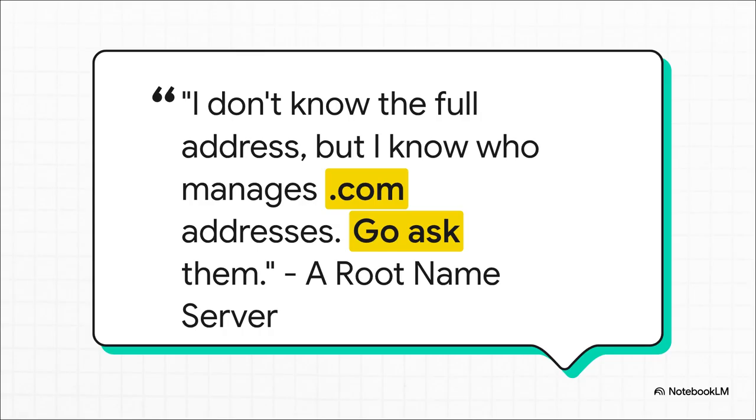So the first place our detective goes is to one of the 13 sets of root name servers that are scattered all over the world. These servers are like the master index for the entire internet. They don't know the specific address for, say, Google.com, but they know who's in charge of all the .com websites. They give our detective its first big clue.